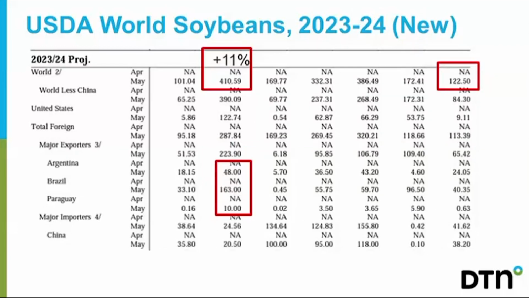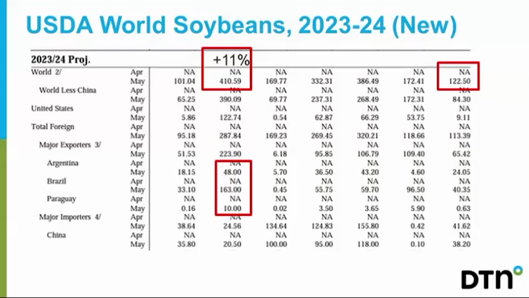What did USDA say about world soybeans in the new season? Well, in the upper right corner, we see a much larger ending stocks estimate. It might be the first thing you notice. Instead of 101, we're looking at world soybean stocks of 122.5 million metric tons.